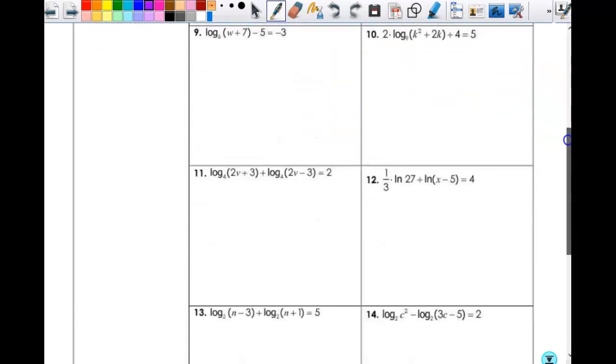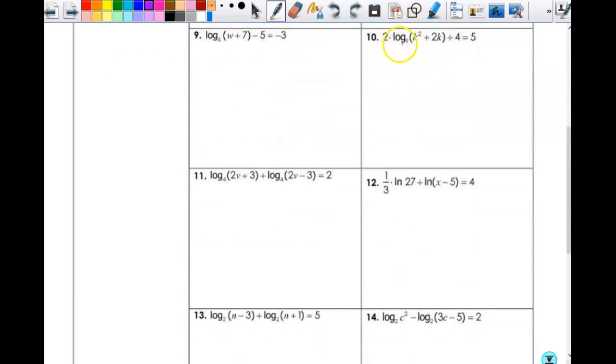So on number 10 here, I've got to isolate the log, so what should be the first thing I do? Good. Get the 4 on the other side. So I'm going to get 2 times log base 9 of k squared plus 2k equals 1. Right? Now that 2, can it become an exponent on that log? Yeah, do you want it to? Do we have another option? Yes, I think the other option is way better.